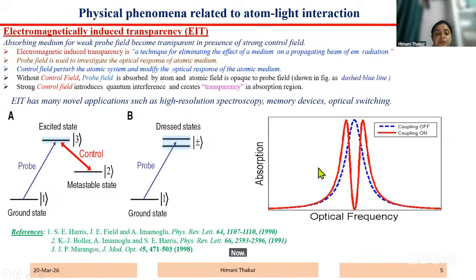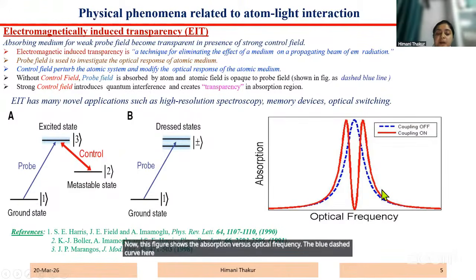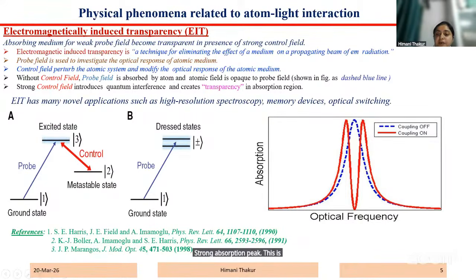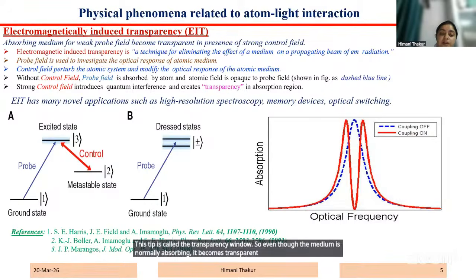Now, this figure shows absorption versus optical frequency. The blue dashed curve represents absorption when the control field is off, which shows a strong absorption peak. This is the case when the control field is not present. The red curve represents when the control field is on. A dip appears here. This dip is called the transparency window. So even though the medium is normally absorbing, it becomes transparent due to quantum interference, and this is EIT.